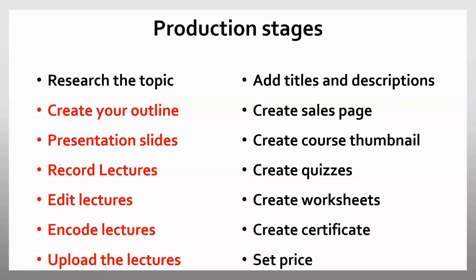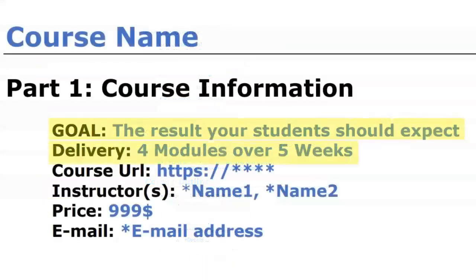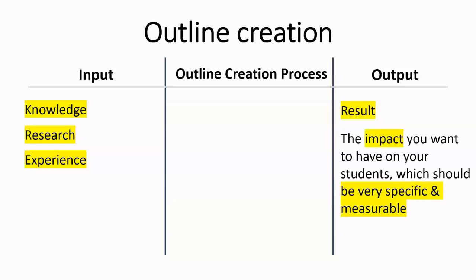Starting with the outline creation. Let us divide it into 3 categories. The first one will be the knowledge that includes your research and experience. By transferring your knowledge, you will help people to get the results they're searching for. Before starting the outline, you need to think about the impact you want to have on your students, which should be very specific and measurable.